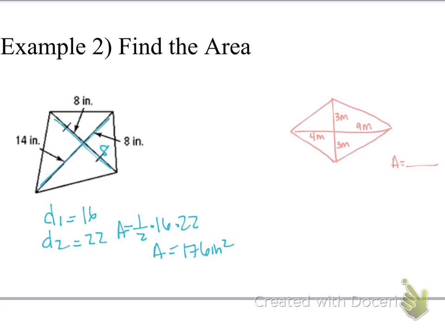My next one here, diagonal 1, I could do 3 plus 3 and get 6. Diagonal 2, 9 plus 4 to get 13. So A is equal to 1/2 times 6 times 13. So my A is equal to 39 meters squared.